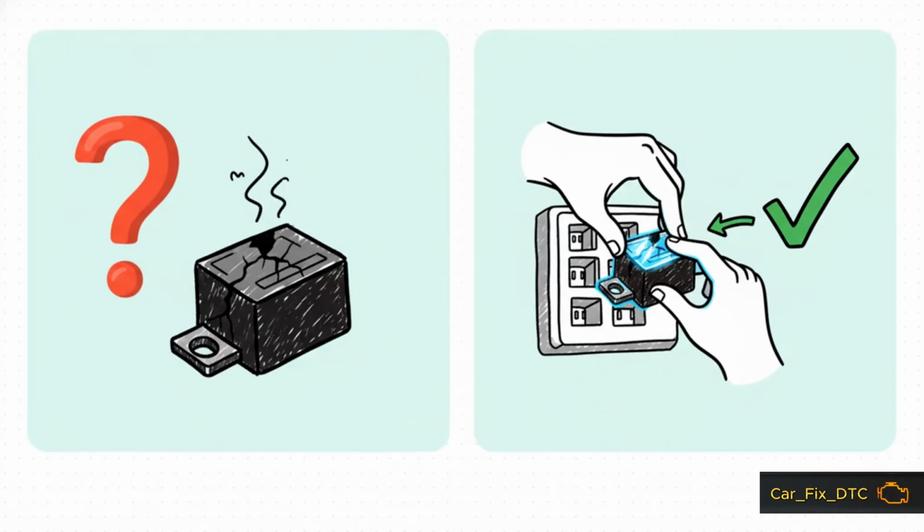Now, the good news is this can be one of the simplest fixes of all. If you've already ruled out a wiring problem, the next logical step is to just replace the relay. They're usually not very expensive, and swapping it out is typically a pretty easy job.